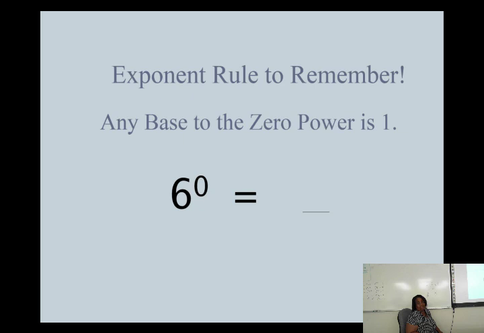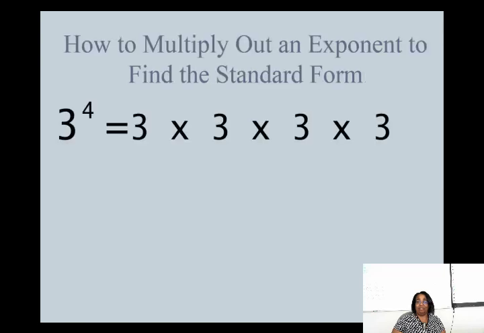Any base to the 0 power is 1 with the exception of a base of 0. So write that exception down, because 0 over 0 is just going to be 0. It's not going to be 1. And it's the only thing that makes this not true. So anything to the 0 power. What's 4 to the 0 power? 1. 19 to the 0 power? 1. Okay. Even if I have variables, it's going to be 1.